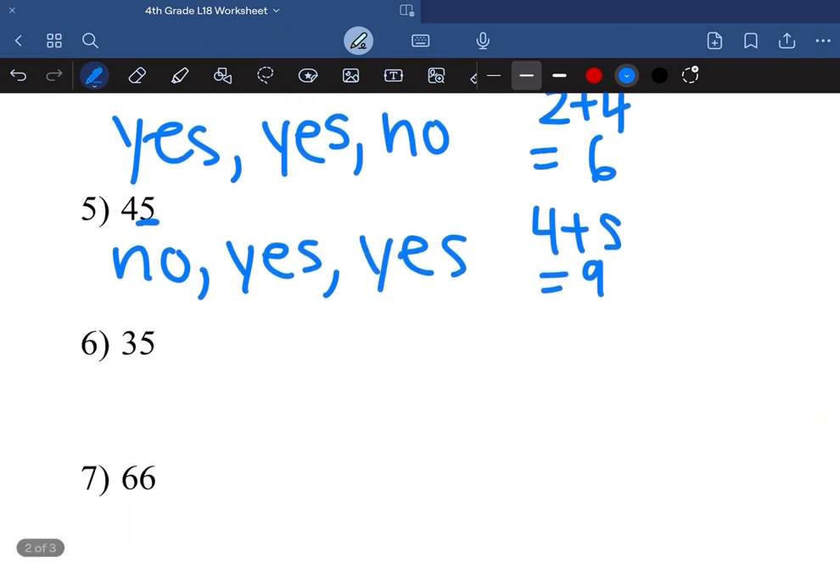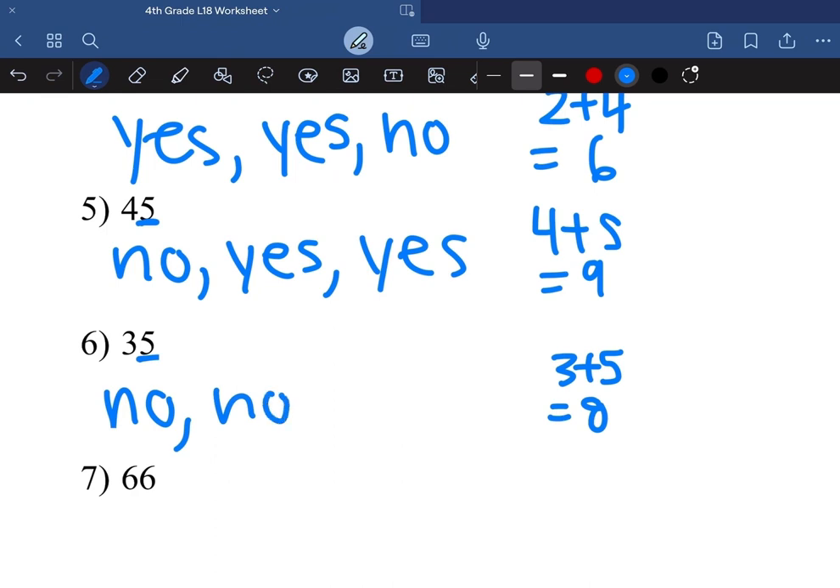Number 6, we have the number 35. The last digit, again, is not an even number, so 35 is not divisible by 2. 3 plus 5 is 8. 8 is not divisible by 3, so it's not divisible by 3. The last digit is 5, so we can tell that 35 is divisible by 5.